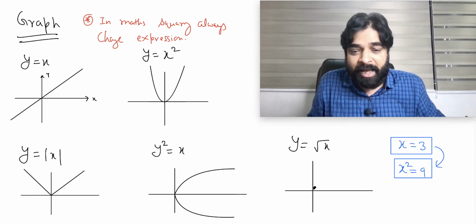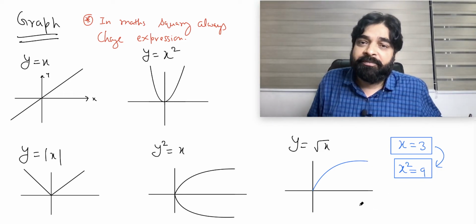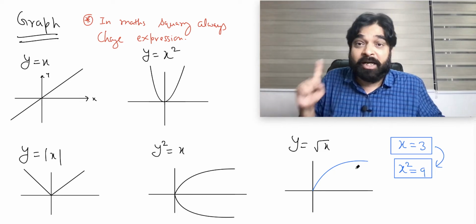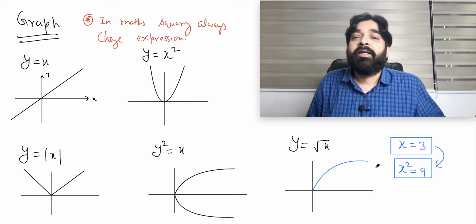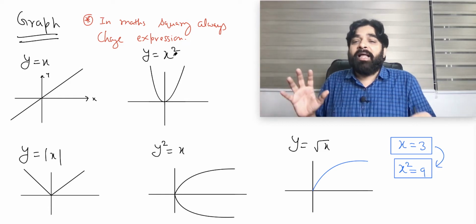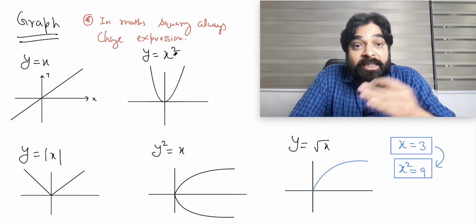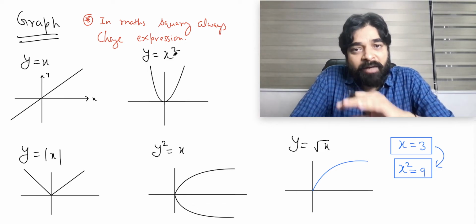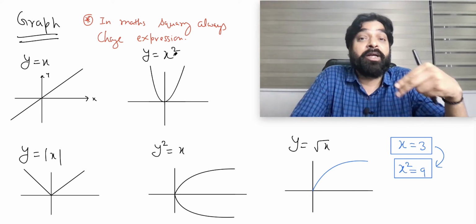It's not this way. Actually, only part of this will come. This is the y equal to root x graph. See, this portion and this portion are same. But here, this portion is not there. Here, this portion is there. So, this is the y equal to root x graph. So, what we learn from here, in maths, squaring always changes the expression. Linear will become quadratic, quadratic will become biquadratic. So, always remember, if you have to square, you should be ready that you will get something extra.